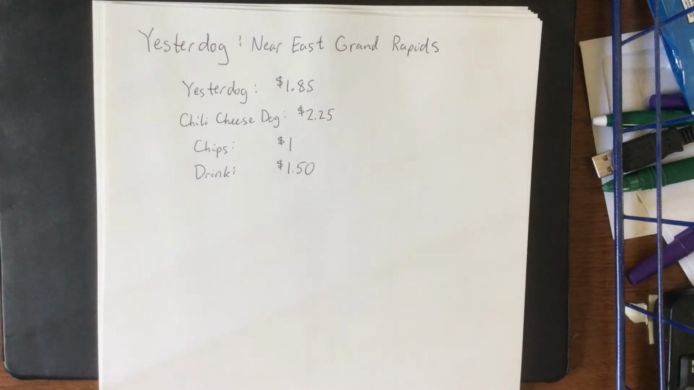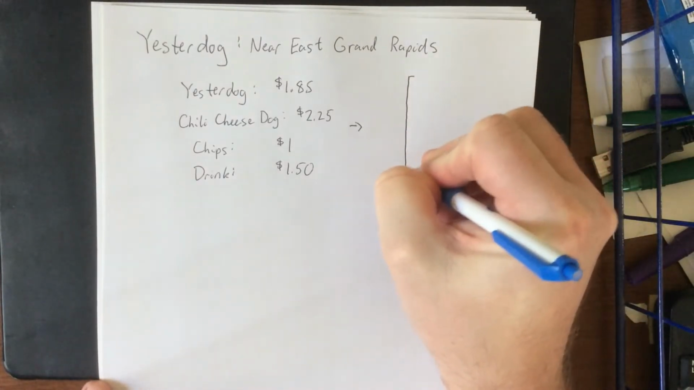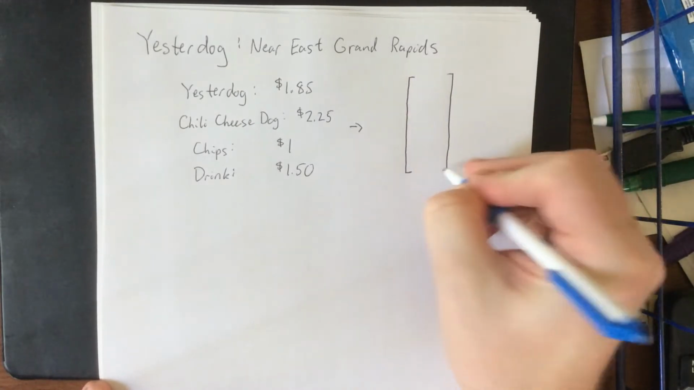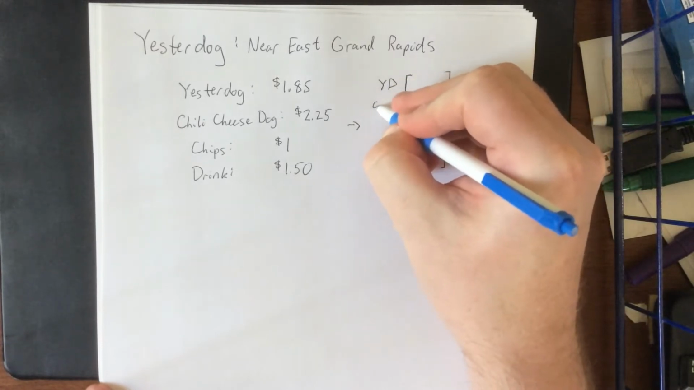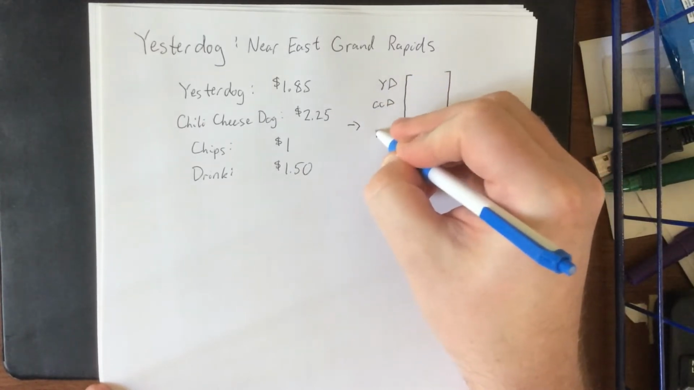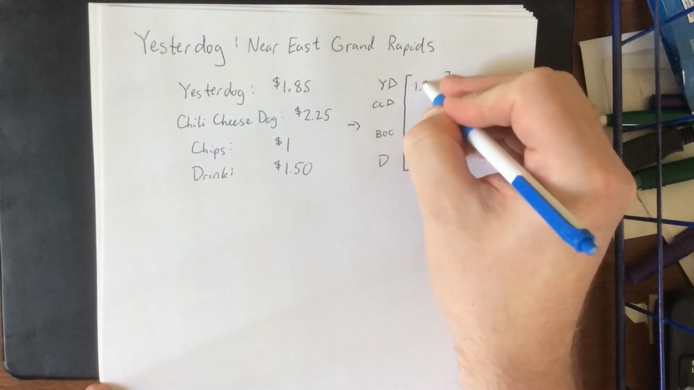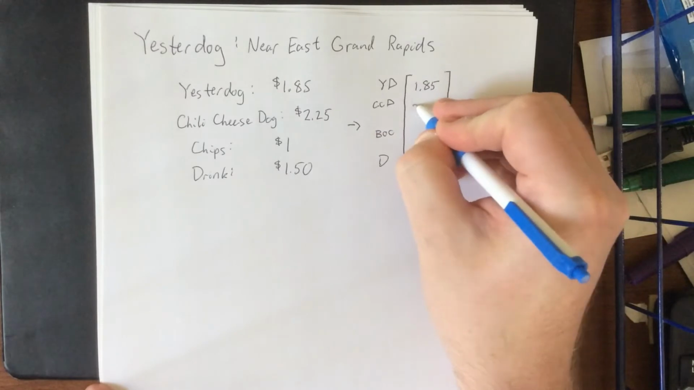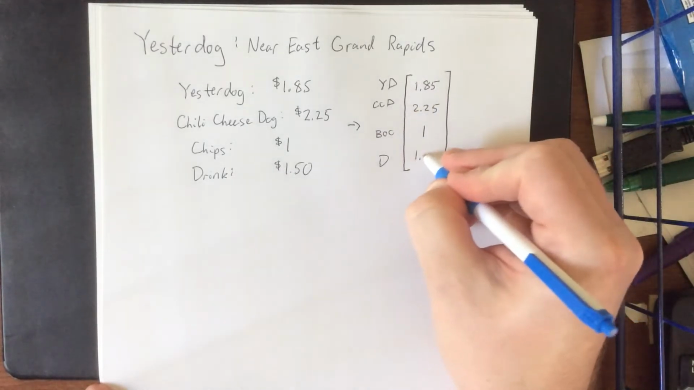Now, I'm bringing this up because any place that has a menu such as this one can actually model orders using matrix multiplication. As such, we can set up a 4x1 matrix describing the prices of these 4 items. So we got the Yesterdog, the chili cheese dog, the bag of chips, and the drink. So Yesterdog will model as 1.85. Chili cheese dog will model as 2.25. The chips will be simply 1, and the drinks will be 1.5.